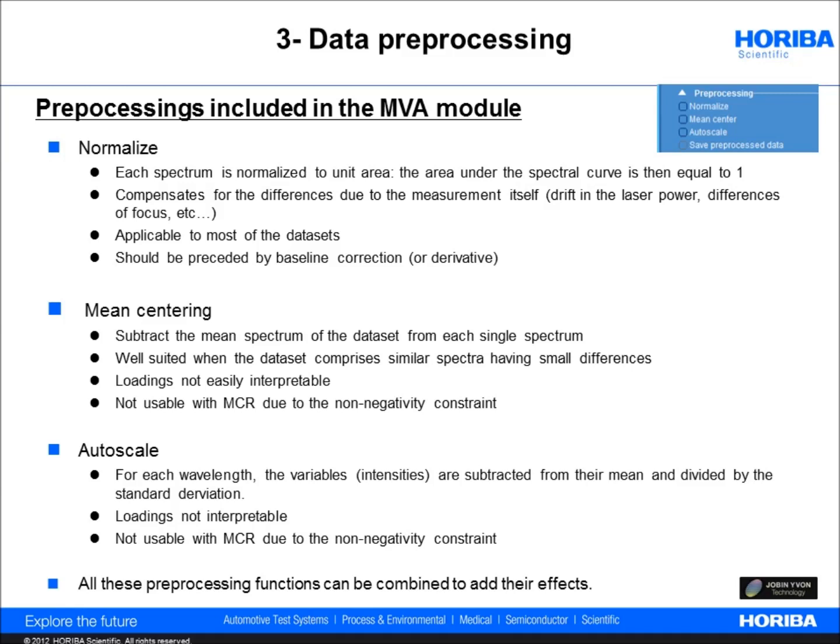Some of these preprocessings are included in the NVA module: normalization, mean centering, and autoscale. Normalization is very common and compensates for differences in intensity induced, for example, by laser power drifts or differences in focusing, and is applicable almost to any dataset. Be aware that some of these preprocessings really alter the original data. This means that the loadings calculated after applying these preprocessings would be little or not interpretable. This is the case of mean centering or autoscale, involving a step of mean subtraction.